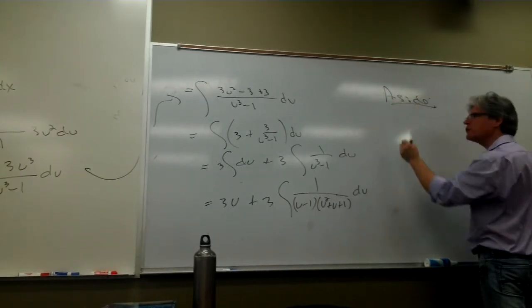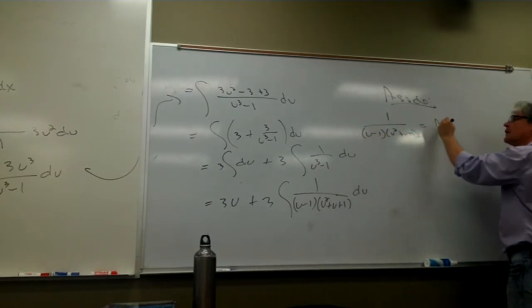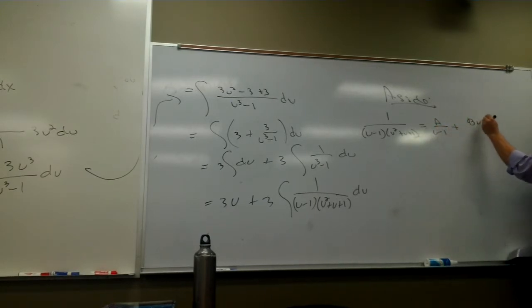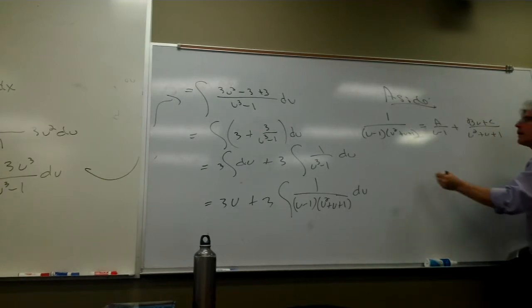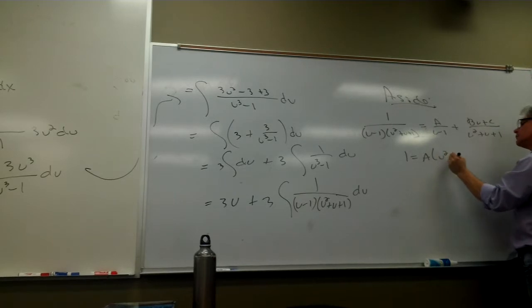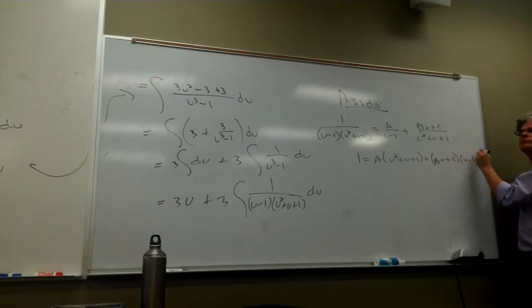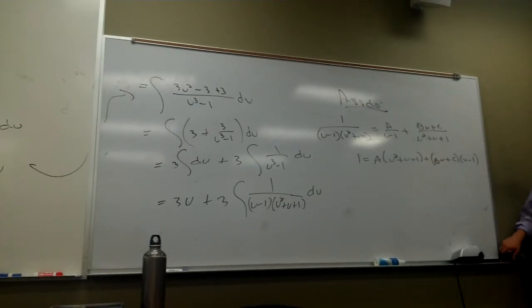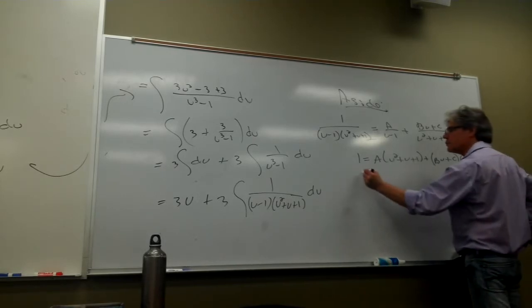Commit to partial fraction decomposition: 1 over u minus 1 times u squared plus u plus 1 is equal to a over u minus 1 plus bu plus c all over u squared plus u plus 1. And now I can remove parentheses. You guys hear me? Am I doing okay so far? Let's see if we can generate this quickly. I think if u is equal to positive 1, it tells you that a is equal to 1/3.